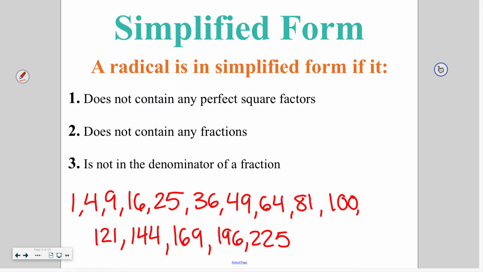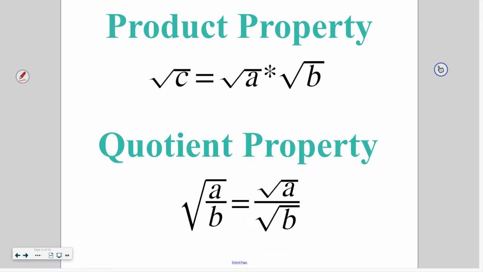Second, it cannot contain a fraction. So if there's a fraction inside the square root, we're going to have to get rid of that. So the square root is only on the top, or the numerator of the fraction. Rule number 3 is that there is not a square root in the denominator of the fraction. So we've got two rules to help us out.